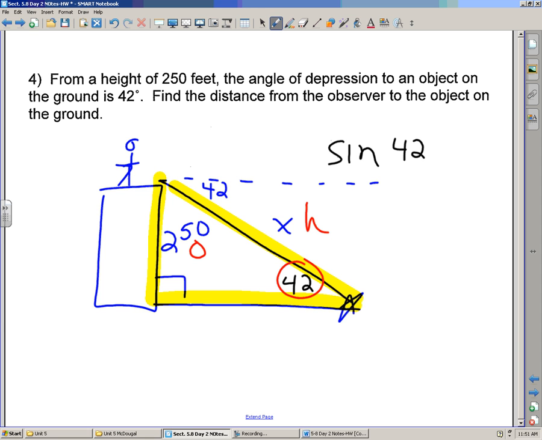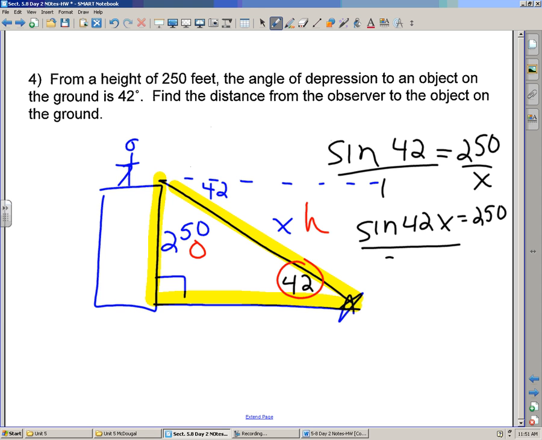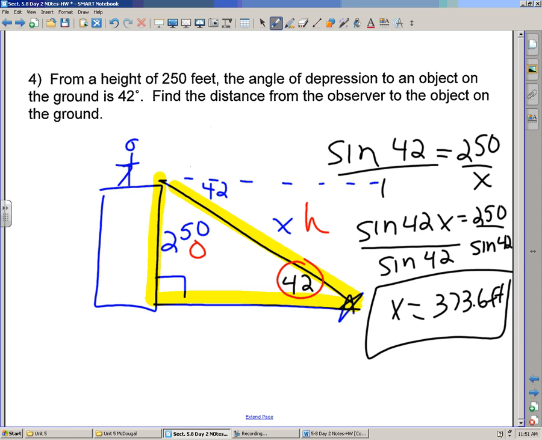So the sine of 42 equals the opposite over the hypotenuse, 250 over x. Cross multiply. Sine 42 times x equals 250. To get x alone, divide out both sides by sine 42. And then x, because we're dealing with the missing side, is 373.6 feet.